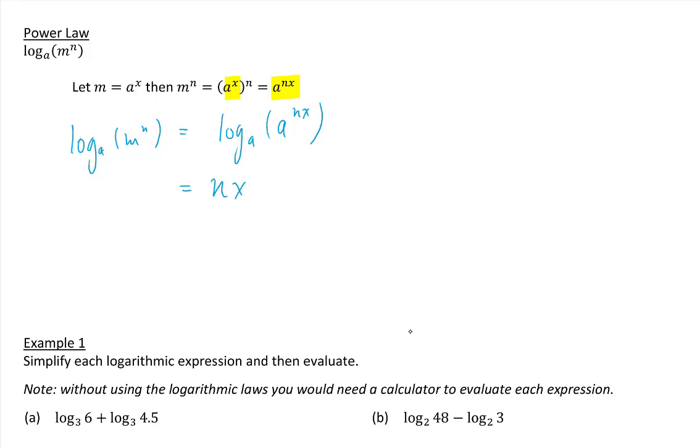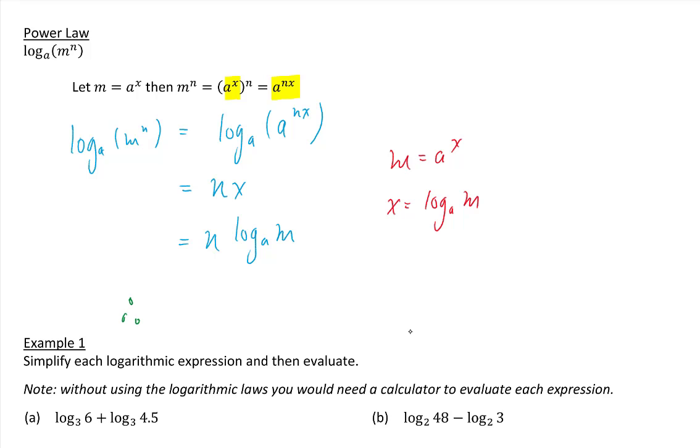And same as before, since m is equal to a to the x, then x is equal to log base a of m, and therefore we end up with n log base a of m. So this is saying if we have an exponent within a logarithm, we can bring it to the front of the logarithm. And this is our power rule.